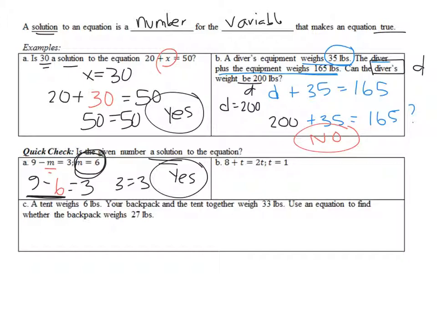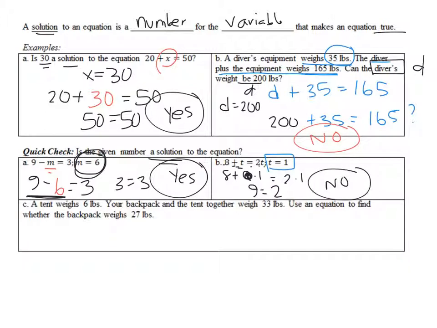B, t equals 1. So whenever you see a t, write 1. So is 8 plus 1 equal to 2 times 1? Oops, I meant 8 plus 1. So 8 plus 1 equal 2 times 1. Does 9 equal 2? No, so it's not a solution.